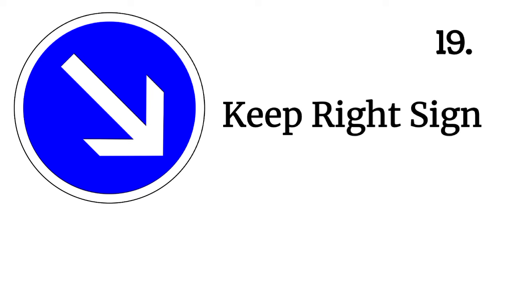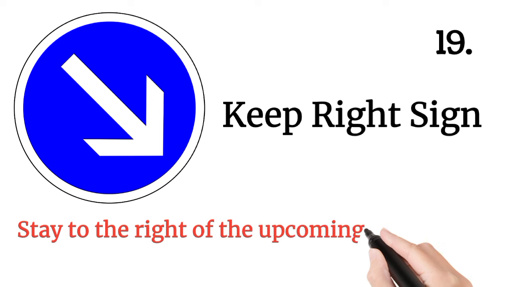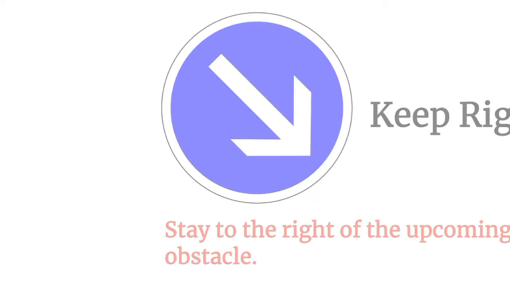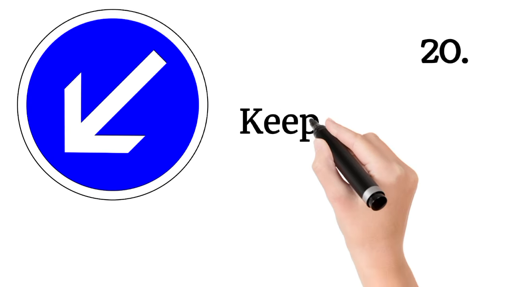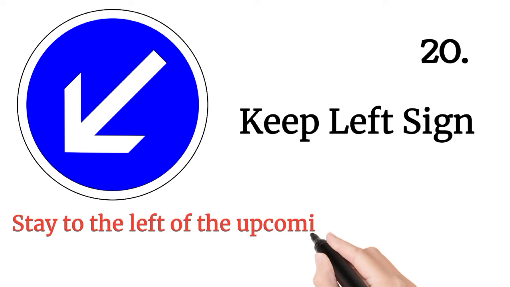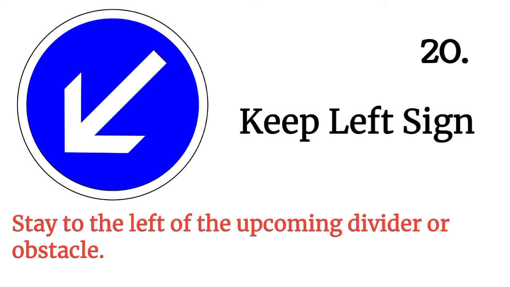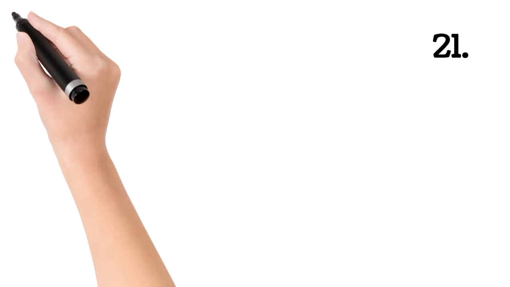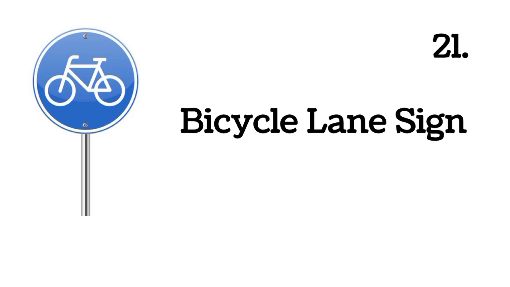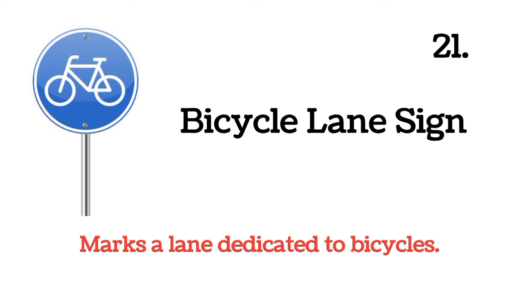Keep right sign. Stay to the right of the upcoming divider or obstacle. Keep left sign. Stay to the left of the upcoming divider or obstacle. Bicycle lane sign. Marks a lane dedicated to bicycles.